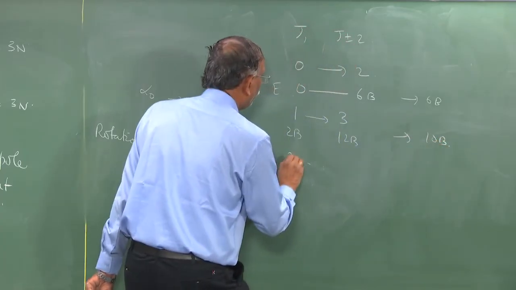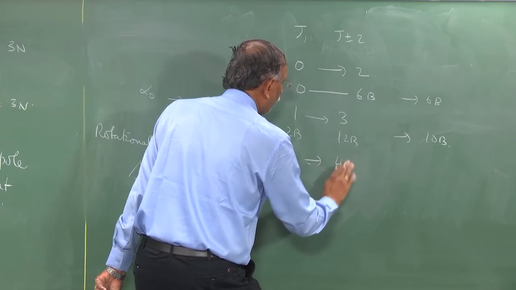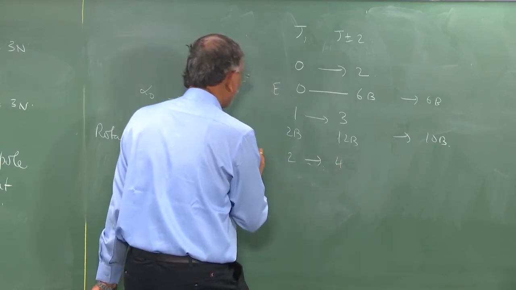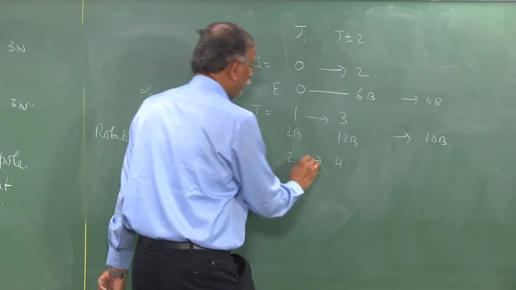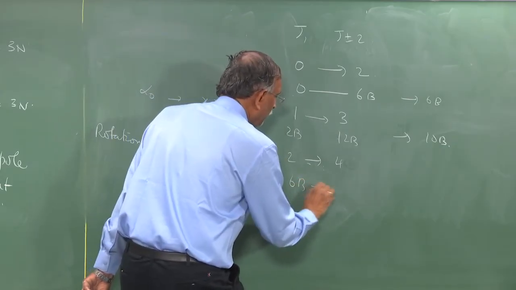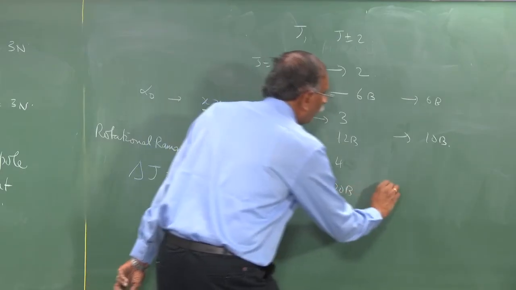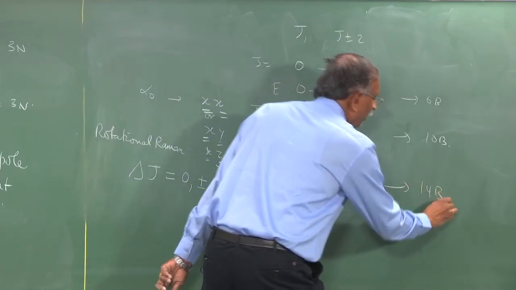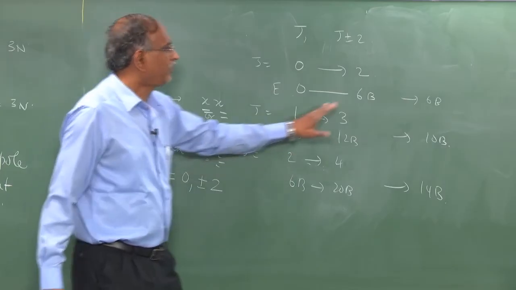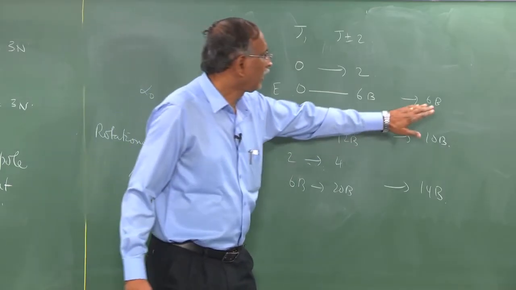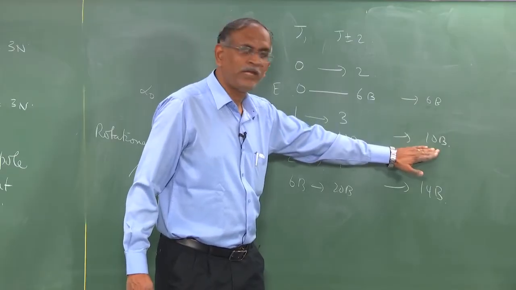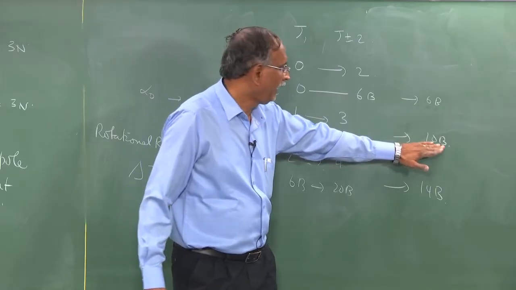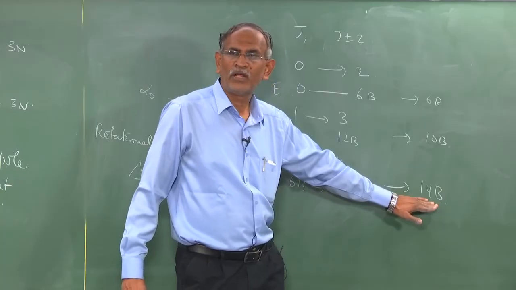Then you have 2 to 4, these are all J, and 2 to 4 is 6B to 20B, and therefore you have the next line at 14B. Therefore, you see successive Raman lines come from the 6B, they are off by 4B to the next line 10B, and from 10B the next line is at 14B.